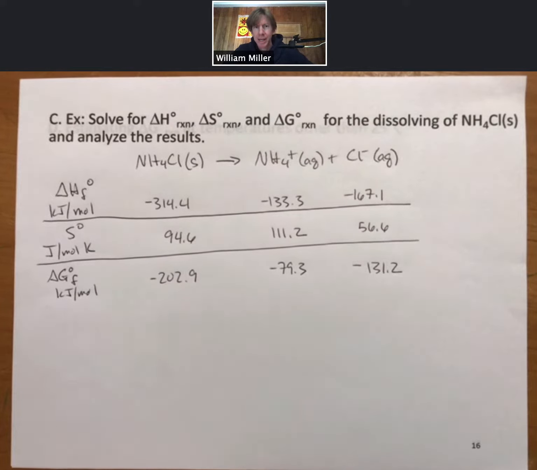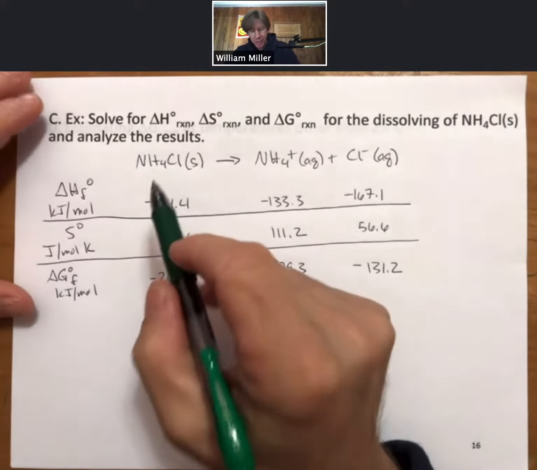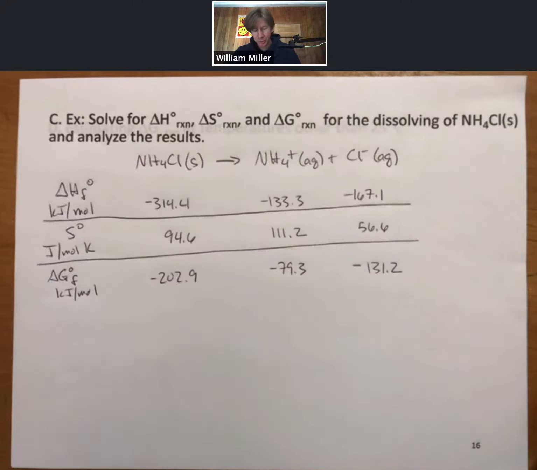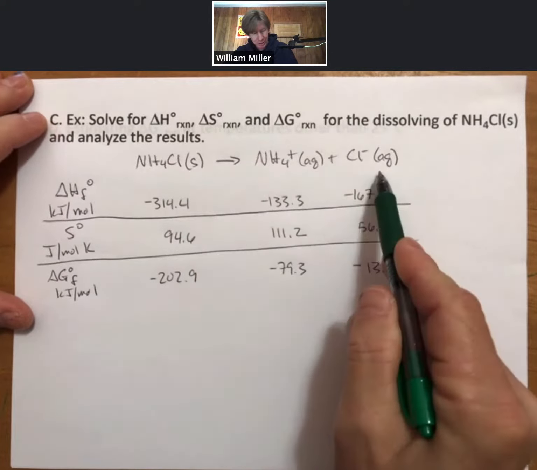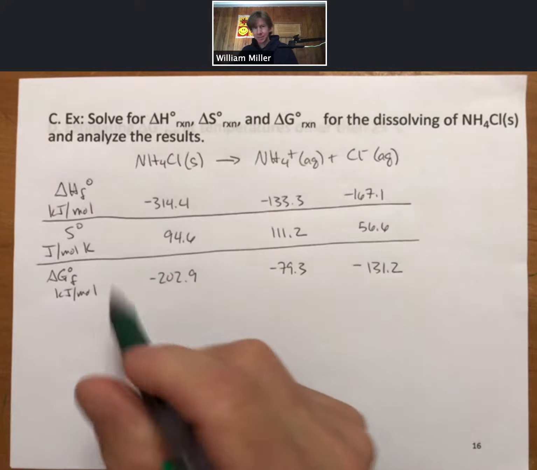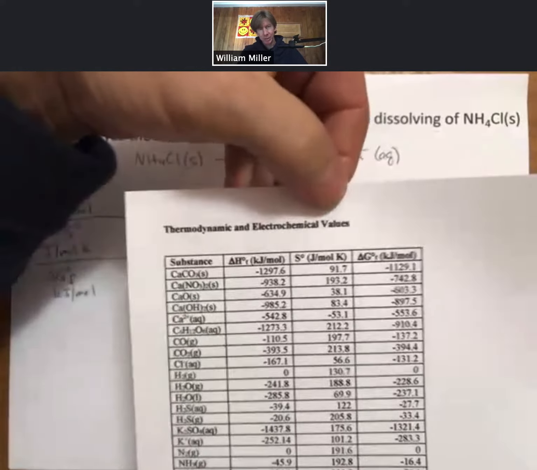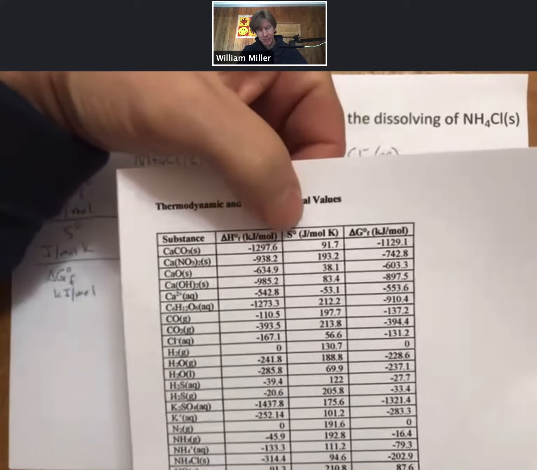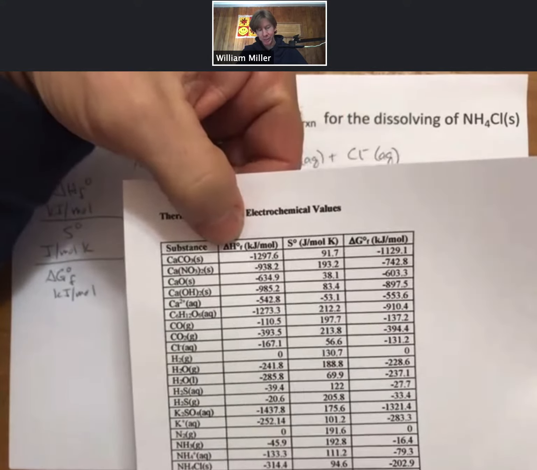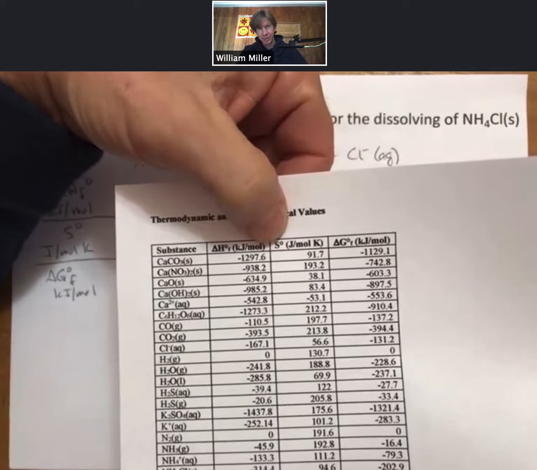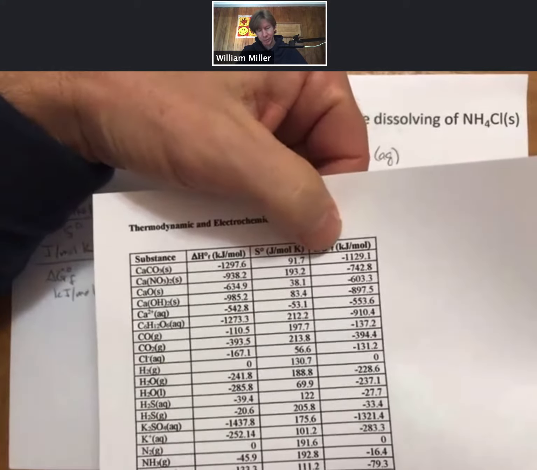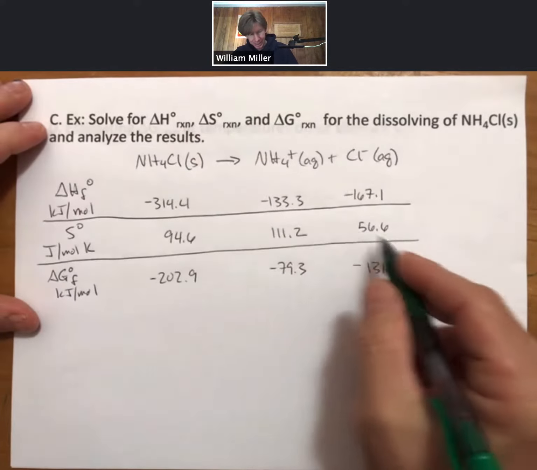Now let's do an analysis of delta H, delta S, and delta G for the dissolving of ammonium chloride solid and talk about the results. First off, I've got a dissolving reaction, something we've talked about before, and it shows the solid going to the two ions. From there, I went to our new table for thermodynamic and electrochemical values that shows delta H, the change in enthalpy of formation, the entropy standard, and the change in free energy of formation. I looked up all the values, and I got these.